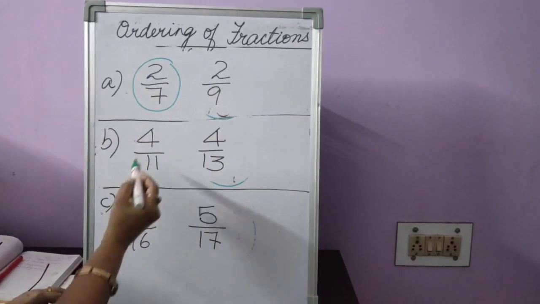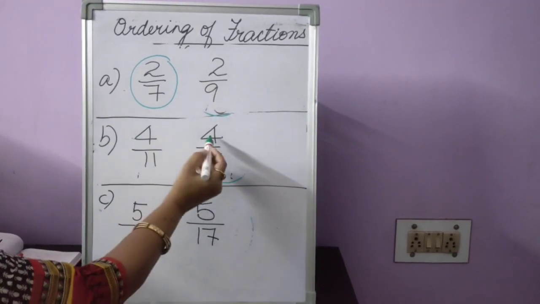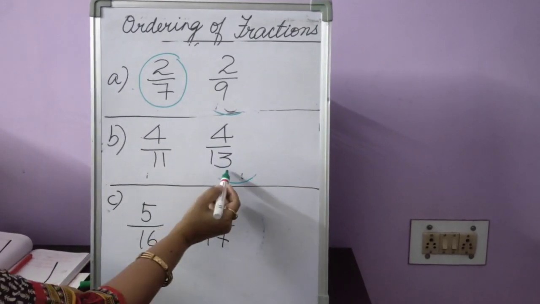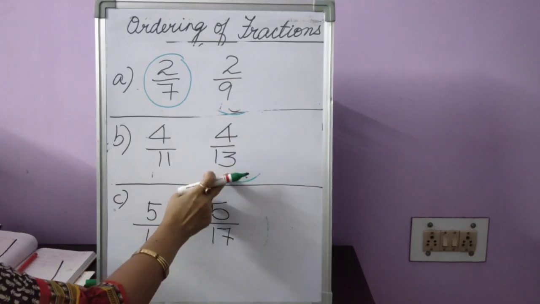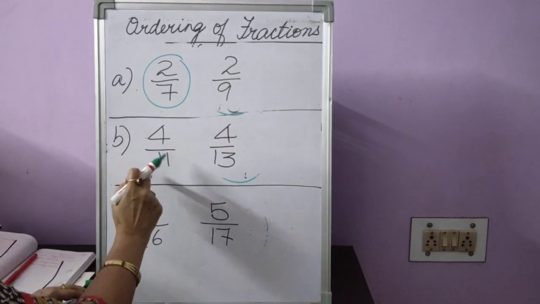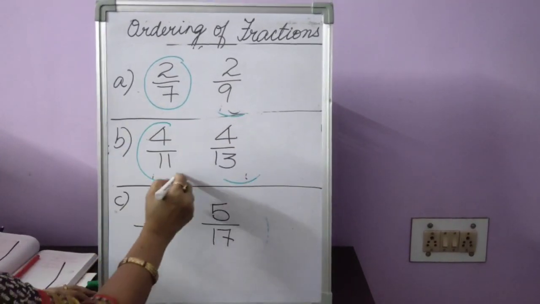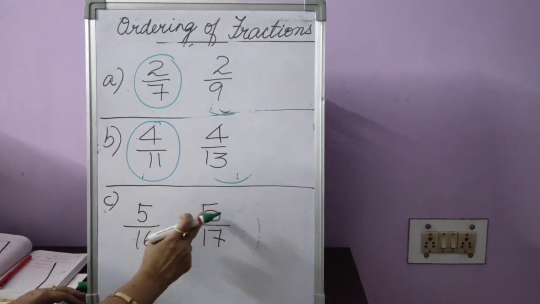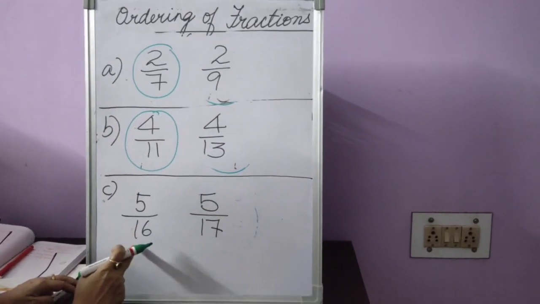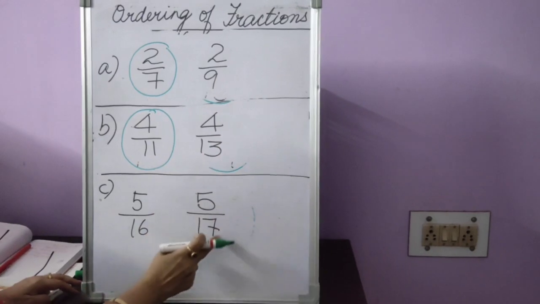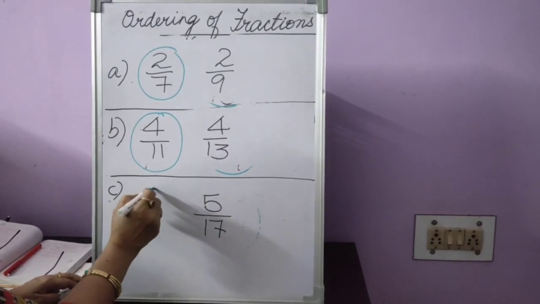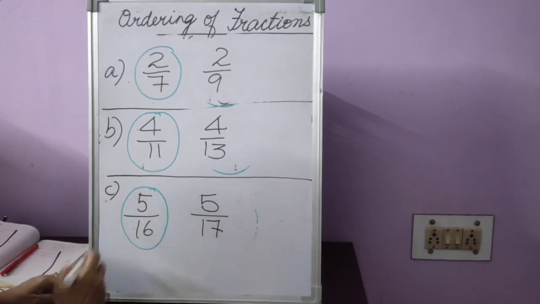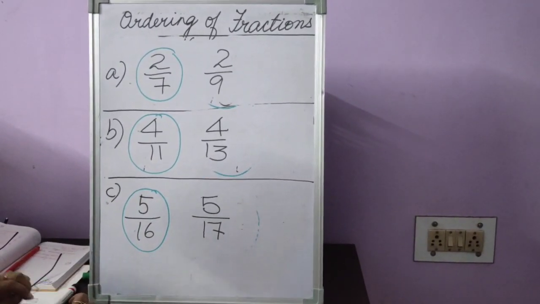So you circle this. Again, same numerators, same 11, 13. What is small? 13 is small. So 4 upon 13 is the smaller fraction and 4 upon 11 is the bigger fraction. Again, same numerators, 16 and 17. 5 upon 17 will become the smaller fraction and 5 upon 16 over here will become the bigger fraction.